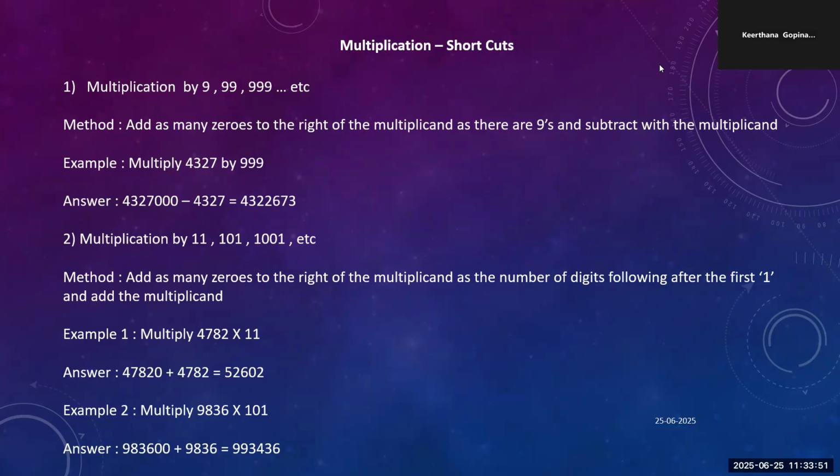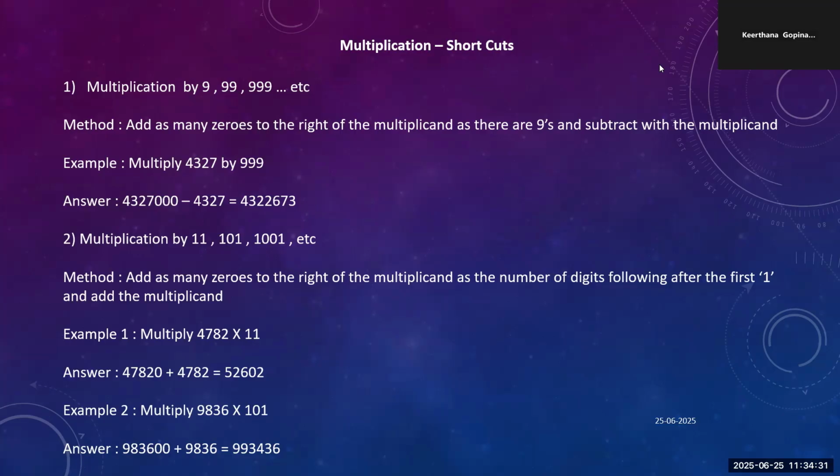What is the concept here? Why do we add three zeros? I think it's for lakhs. No, no, no. See, you just understand it here. When you are multiplying a number by 999, imagine 1000. You imagine you are multiplying by 1000 and it is only one less than 1000, correct?